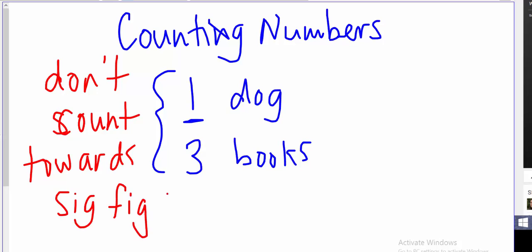And by that I mean these are exempt from the sig fig rules. So if you have a counting number as part of your question, you can ignore it. Of course, you're going to include it in your calculation if it's part of it, but you don't need to consider it when you're asking yourself how many sig figs you're allowed to have in your answer.